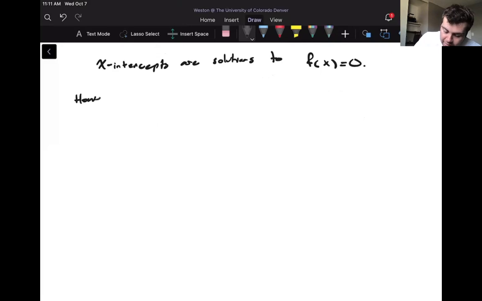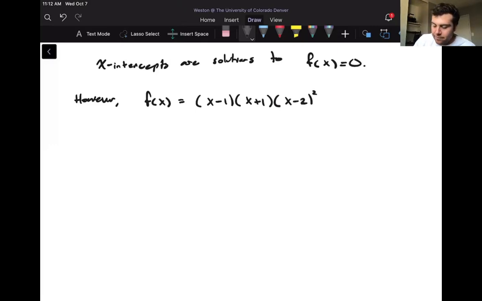However, we often present polynomials in fully factored form. We might write it as x minus 1, x plus 1, x minus 2 squared. So that's an example of a polynomial that's in fully factored form.